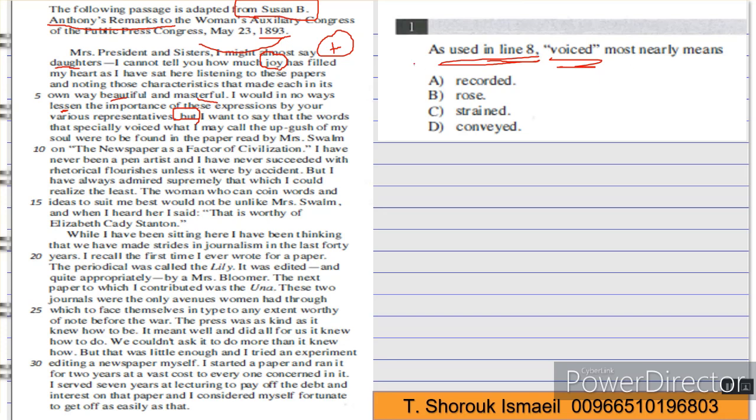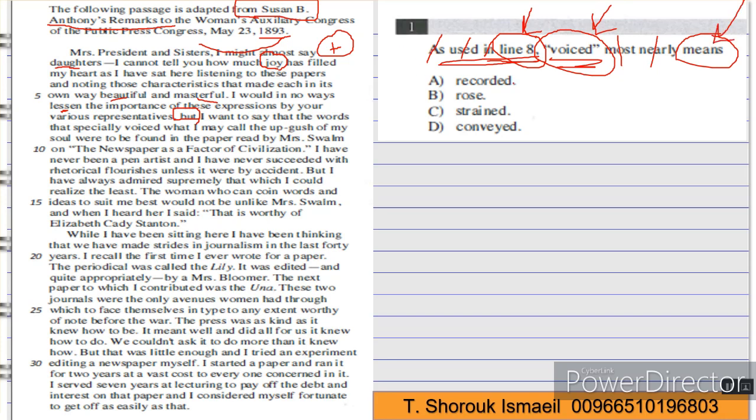When it comes to answering such a question, I don't read these words, as used, okay, and I read only line 8, voiced means. About this I don't read, this I don't read. These are only for the test. I don't need them. I need this. These are the two words I'm going to take off. Line 8, the word voiced and means.